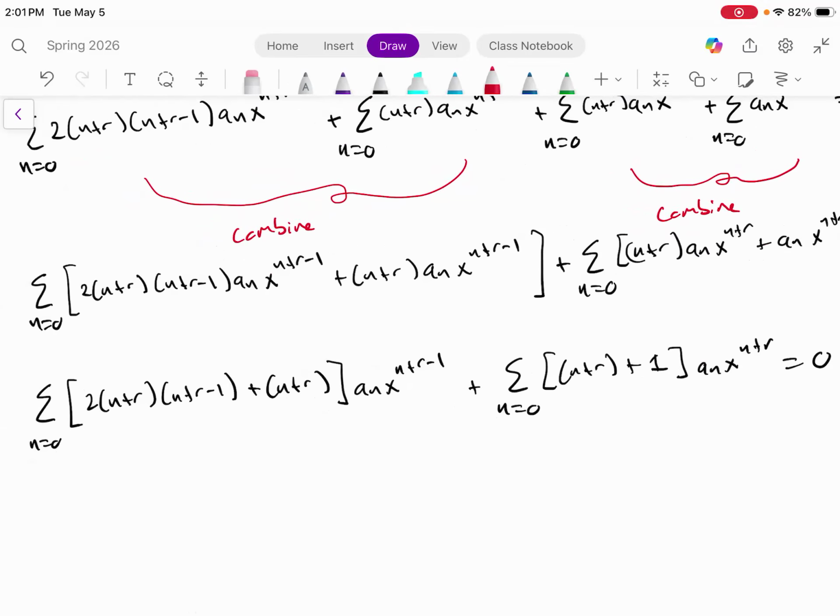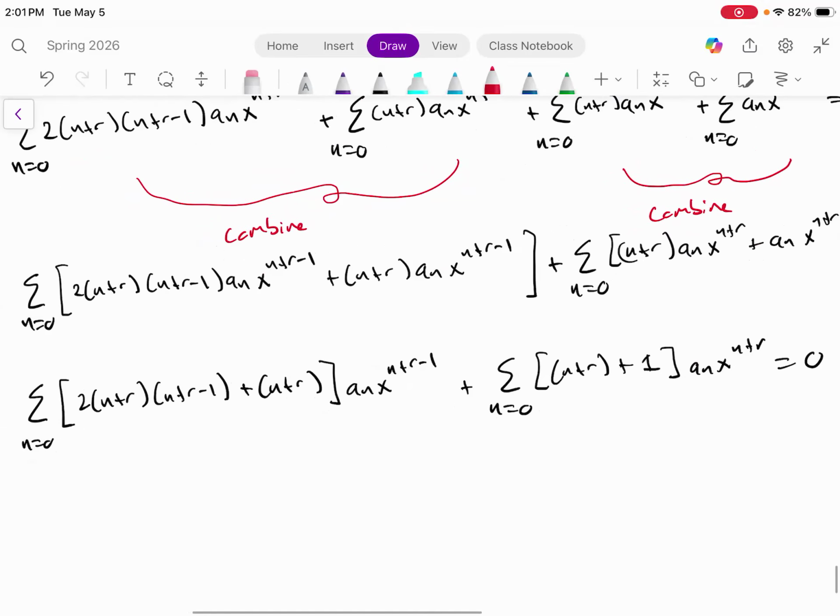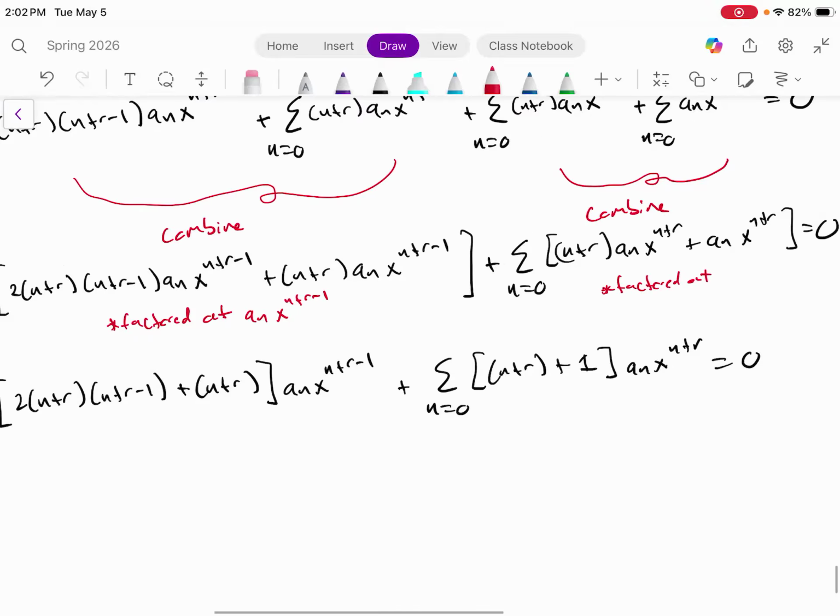Okay, so I was trying to zoom in a bit, but it's getting a little glitchy. What did I do here? I'll just say, factored out a sub n x to the n plus r minus 1. And then here, factored out a sub n x to the n plus r. So that's what I did for both of these.